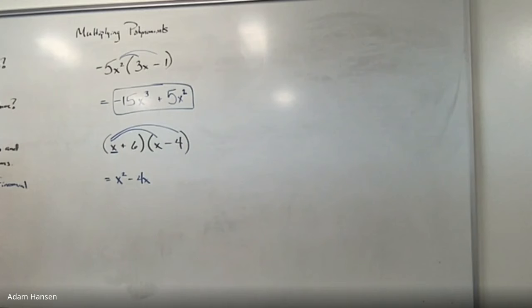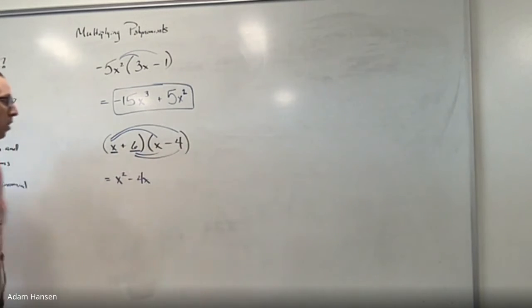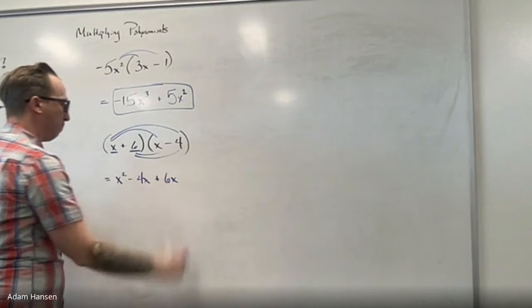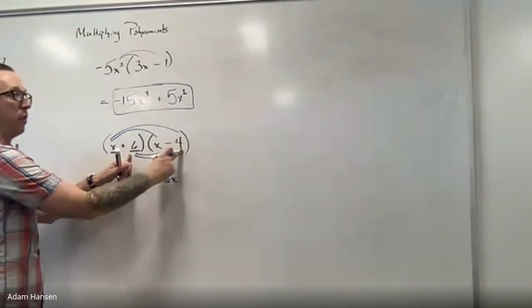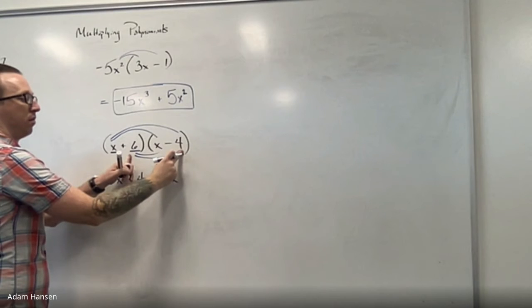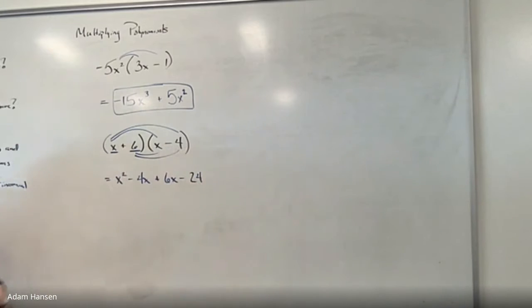Oh wait, I was doing the 6 times the negative 4. That's coming later. I distributed x times x minus 4. Let's do the same thing with 6 times x minus 4. Multiply everything in the first factor times everything in the second. 6 times x is another 6x. Right? What's 6 times negative 4? 24, negative 24, but I get what you're saying.